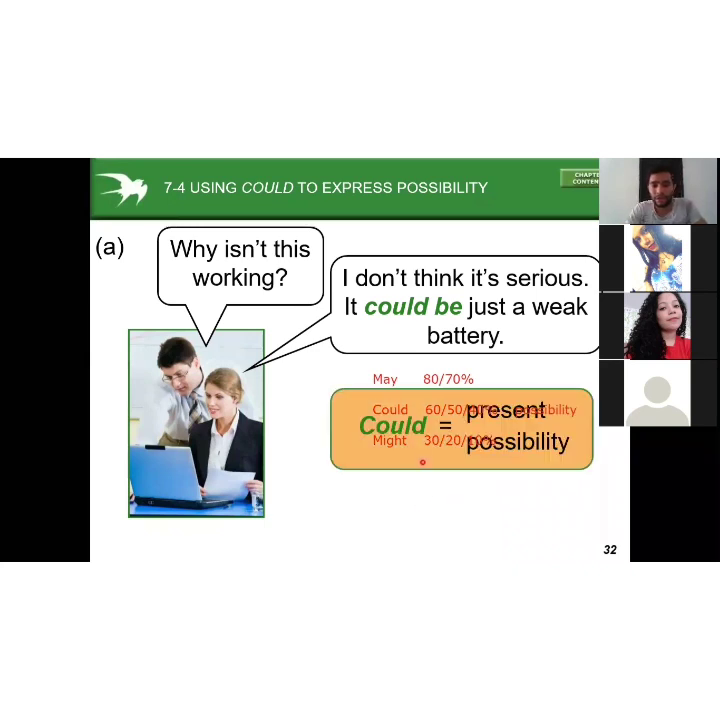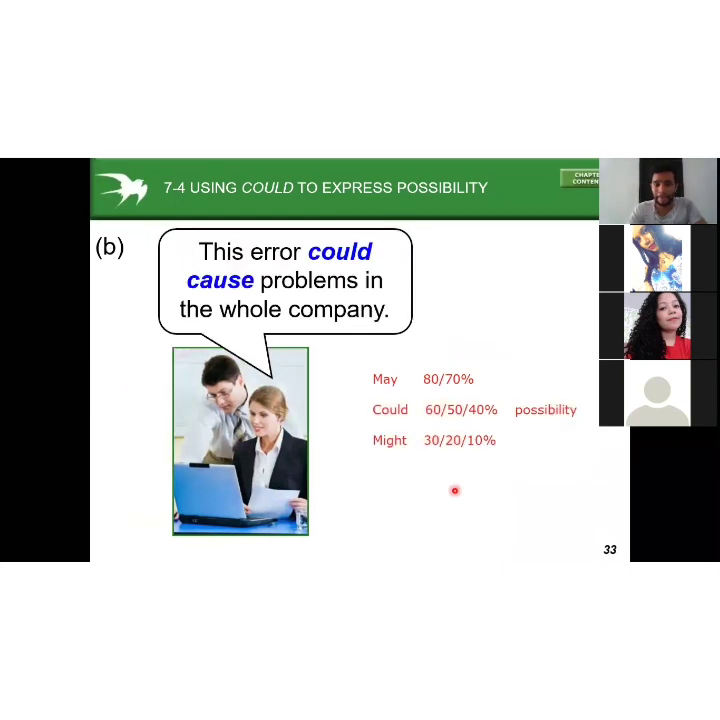And let's continue. So take a look. We use could to talk about present possibility because this is a present possibility. But you can also use could to talk about the future possibility like might and may, right? Take a look at this example right here. Again, the man and the girl working on the computer, and the girl says, hey, this error could cause problems in the whole company. Now, is she 100% sure about it? No, she isn't. Maybe she's like 50% sure, all right?